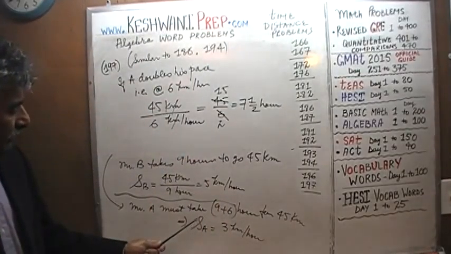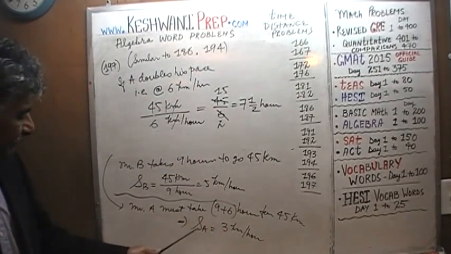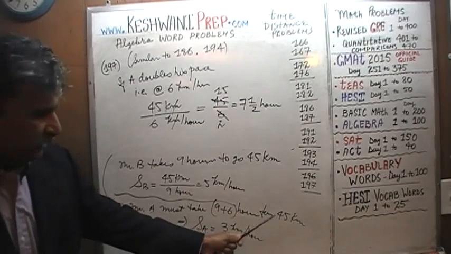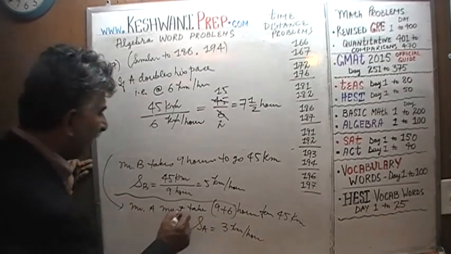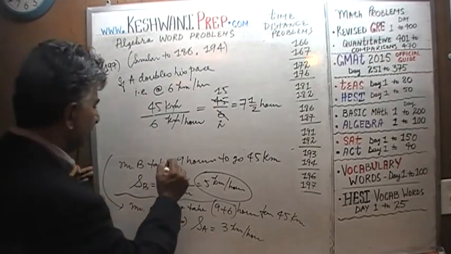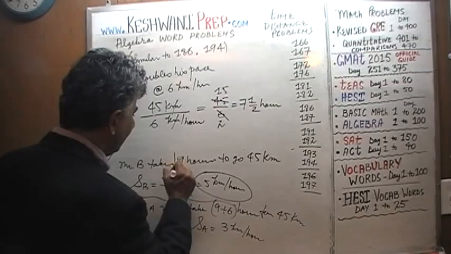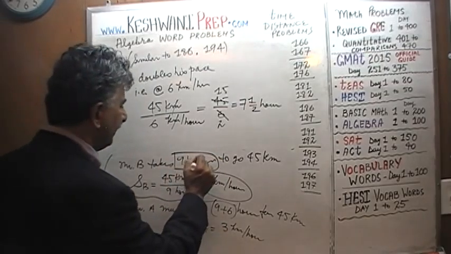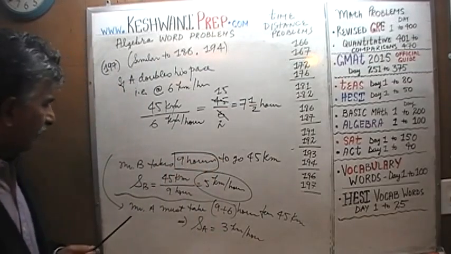If A doubles his pace, we are told that he takes 90 minutes less than B does. So it's not how long A takes to do the original journey. It is how long B takes. B takes 9 hours. At the very end, I lost my concentration. See, this is what happens when you lose your concentration.